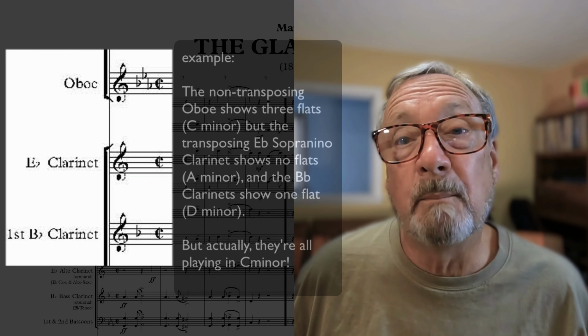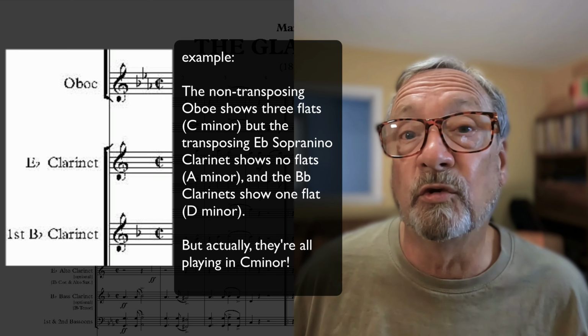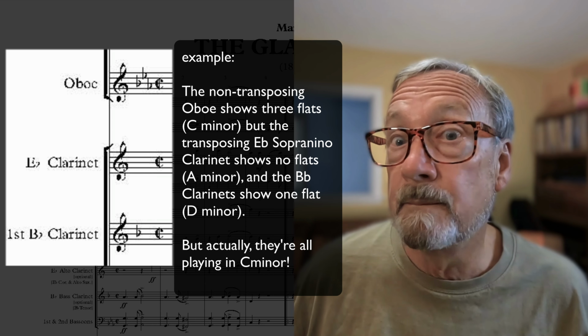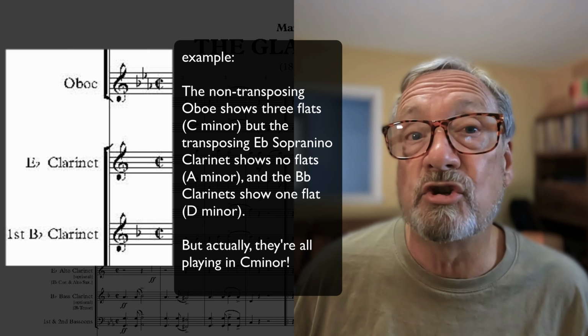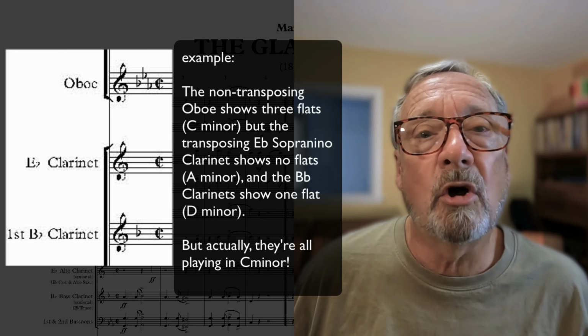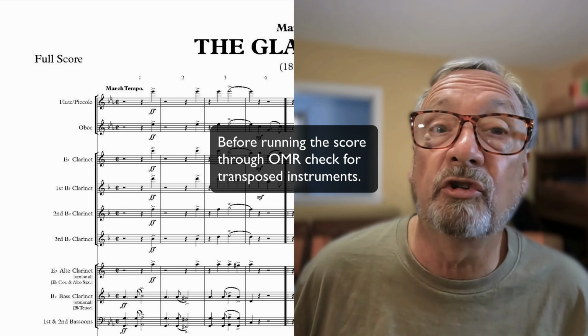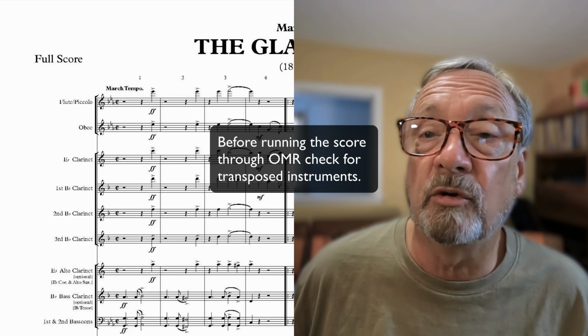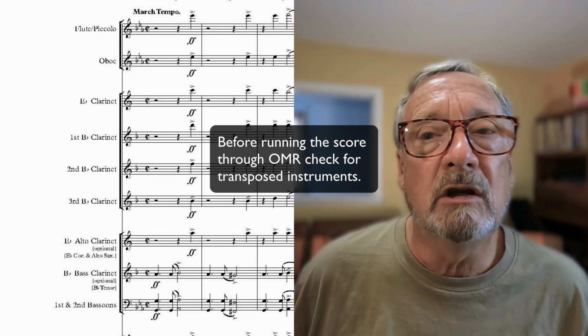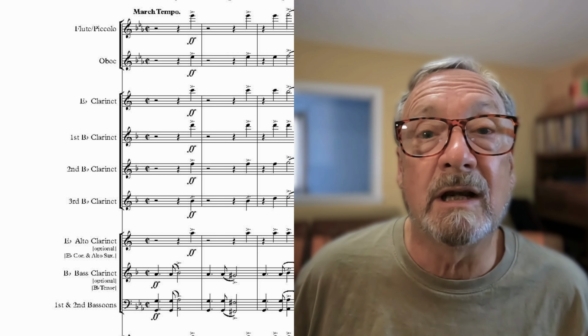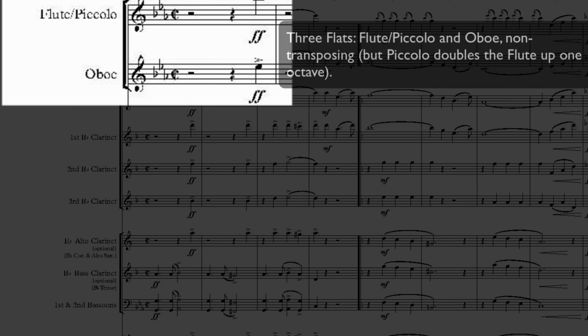You'll need to become a bit of a conductor yourself to do a successful scored ensemble OMR, but the Soundslice OMR engine will help. So before you run a scored ensemble OMR, determine whether your score includes transposed instruments. Usually, you'll just need to look at the key signature for each tonal instrument. Here's an example. The flute, piccolo, and oboe are non-transposing, but the piccolo doubles the flute up one octave, so you'll have to consider that.